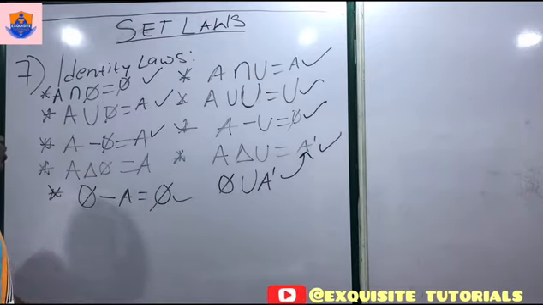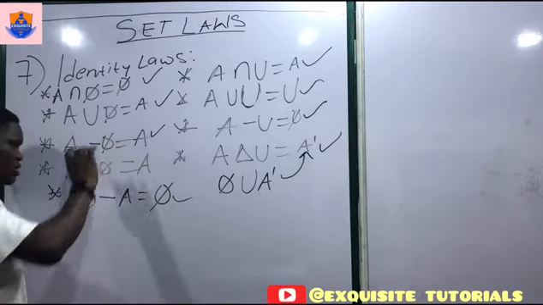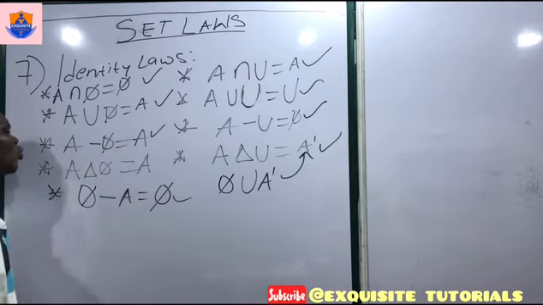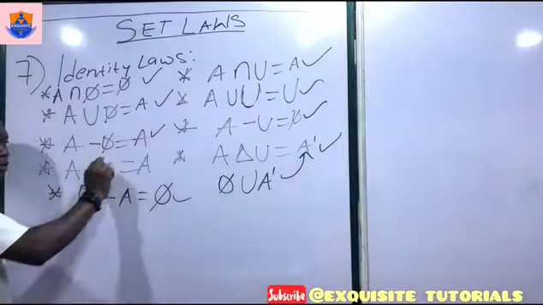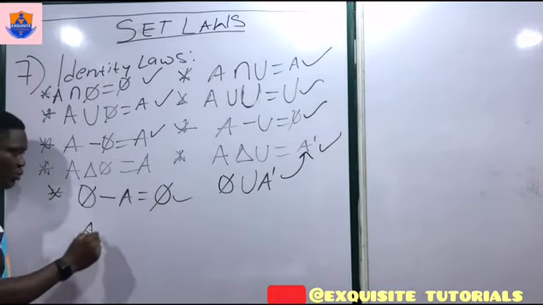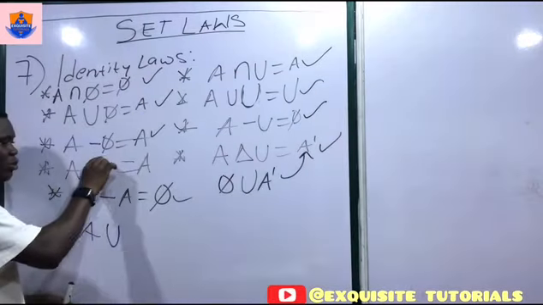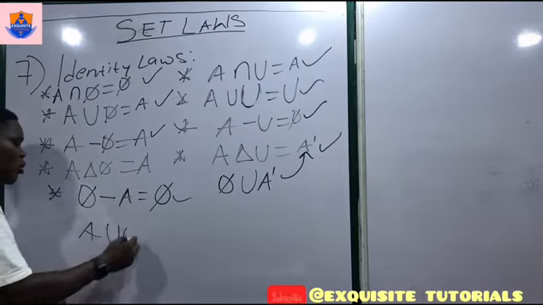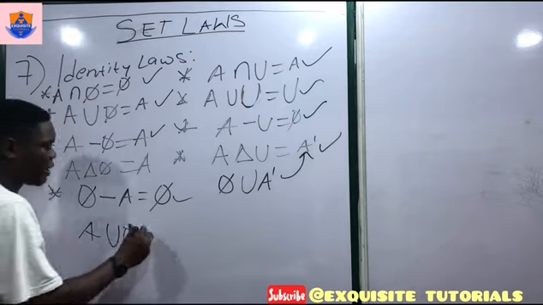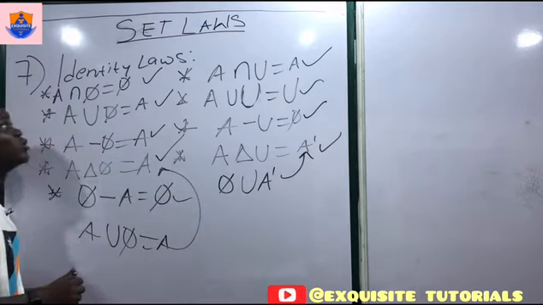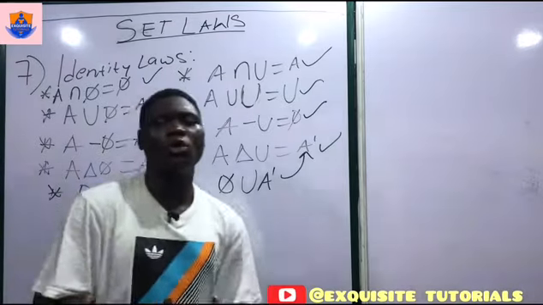Which other one? So let's verify this. What if you have the symmetric difference of A and phi? What are the elements that are in A that are not in the empty set? It's actually A. Then you're adding it up with those elements that are in the empty set but not in A. It's still your phi. A union phi will give you A. So this has been verified. So that will be all for the seven laws of sets.